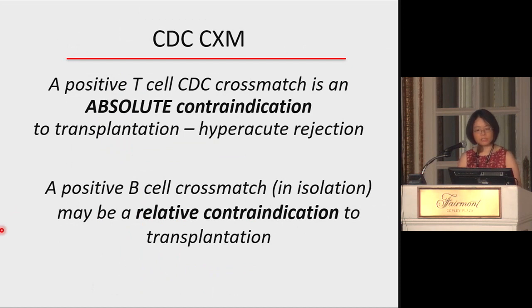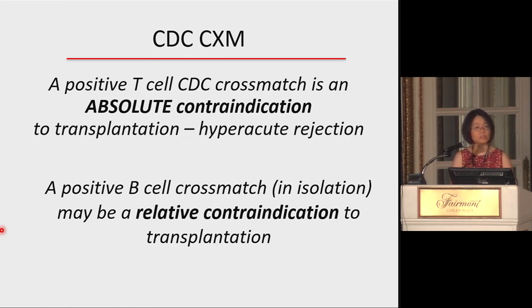So the CDC cross-match, when the T-cell CDC cross-match is positive, that's an absolute contraindication to transplantation. And this is the seminal work that was done by Paul Terasaki, where he noted that if that was positive, then you would get hyperacute rejection, which we don't ever see anymore because of this. A positive B-cell CDC cross-match, though, may be a relative contraindication to transplantation.